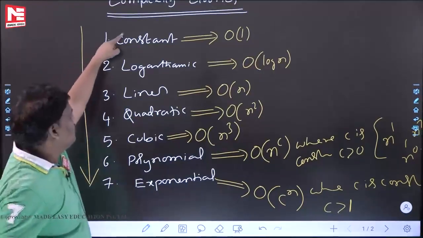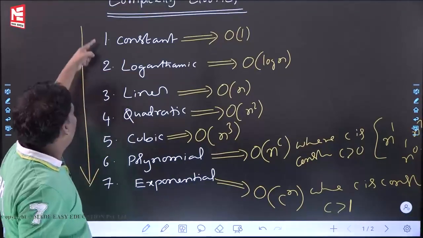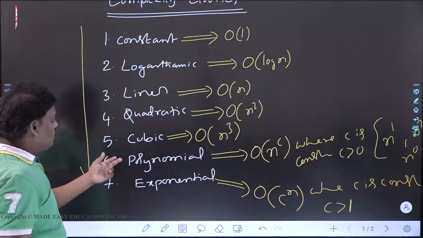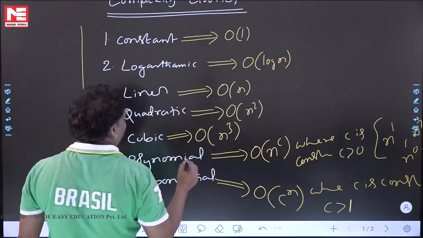So this is the minimal one, and this is the maximum one among all. Among all these, it is the minimum, and this is the maximum. Can you say polynomial, exponential? Exponential is bigger. And one more thing.